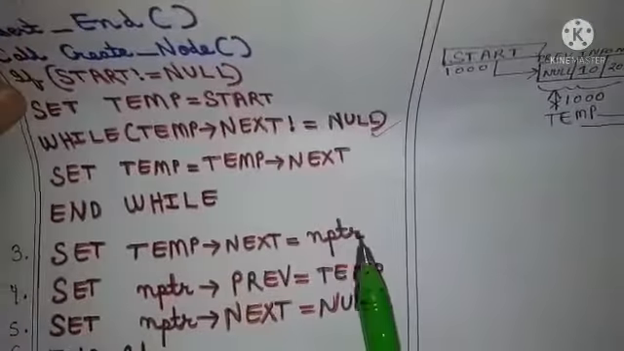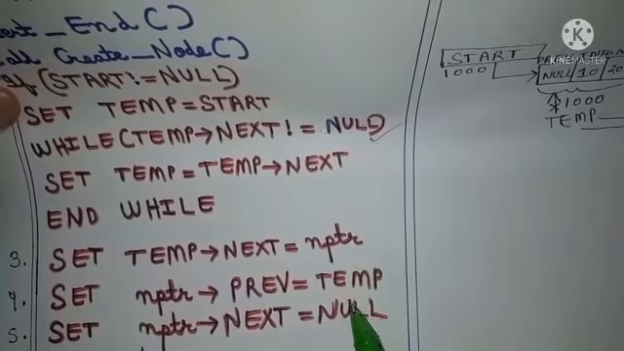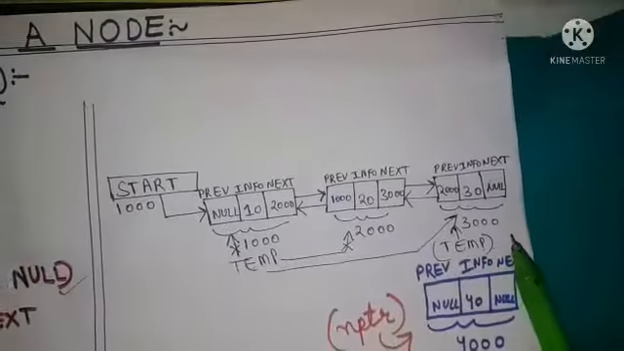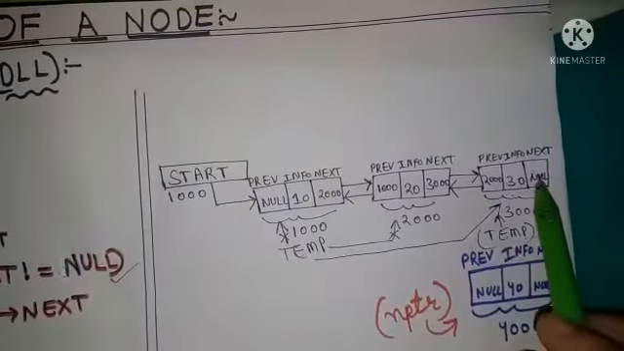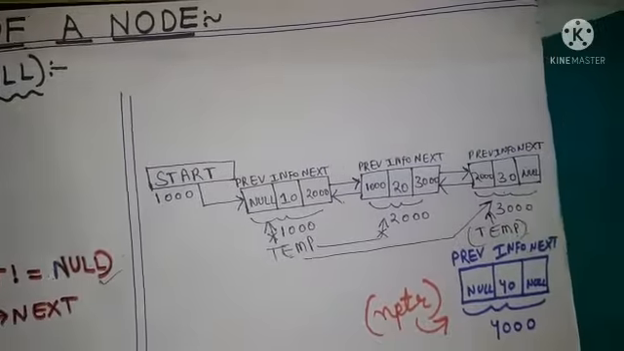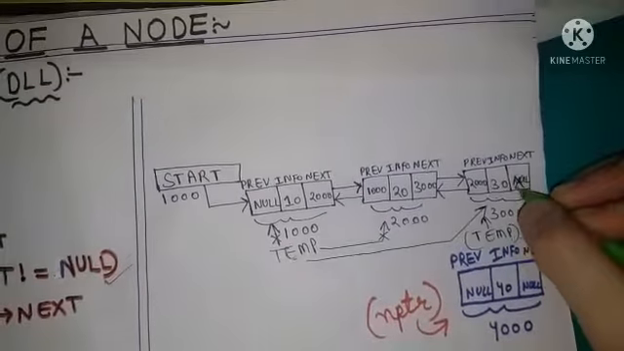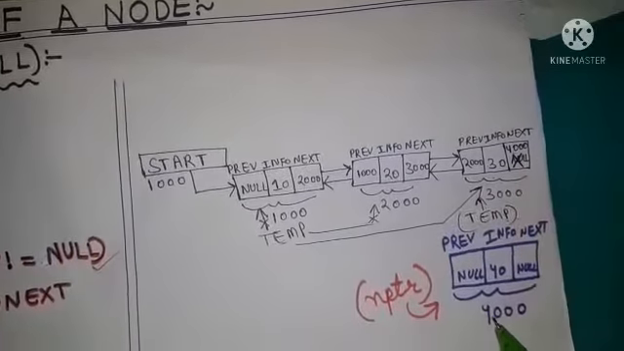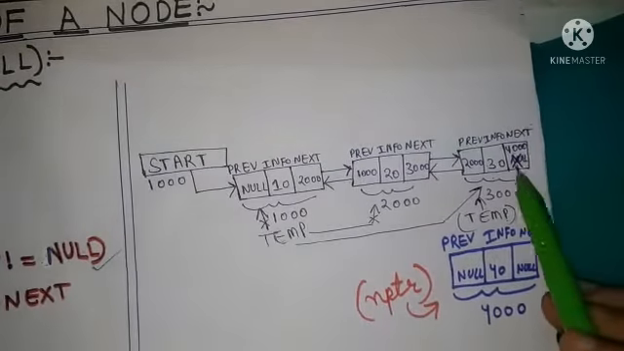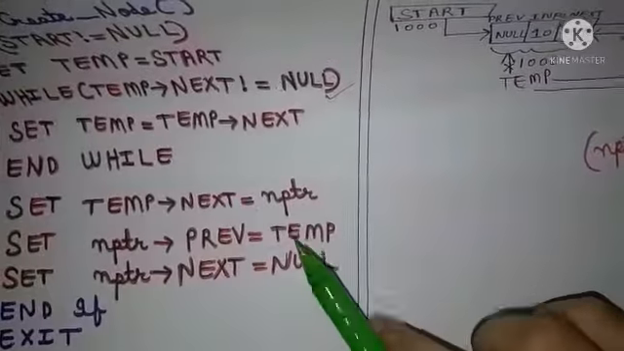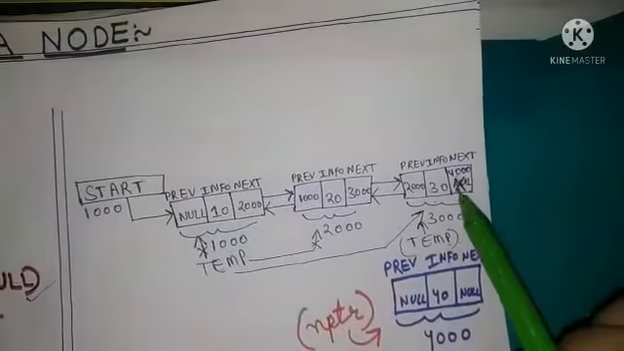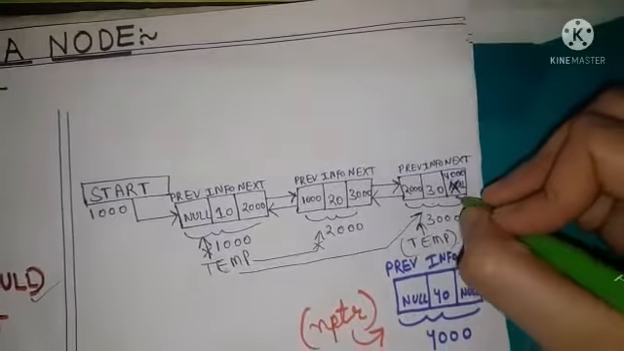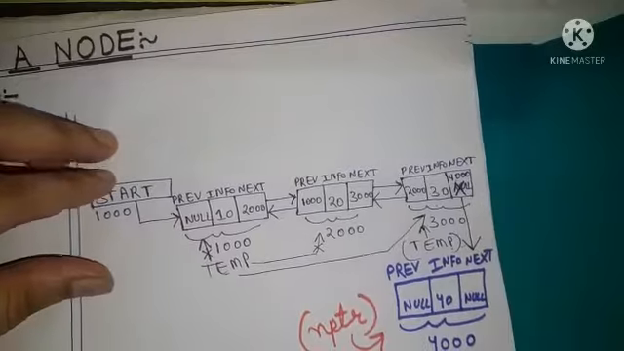After coming out of the loop, now there is a catch, that is set temp next is equal to nptr. So now temp is pointing to the last node. The next part of the last node is null. So instead of null, it will now store the address of our new node. Let's say here that is 4000. So instead of null, set temp next is equal to nptr. It will store the address of our new node, that is 4000, and then it will point to the new node.